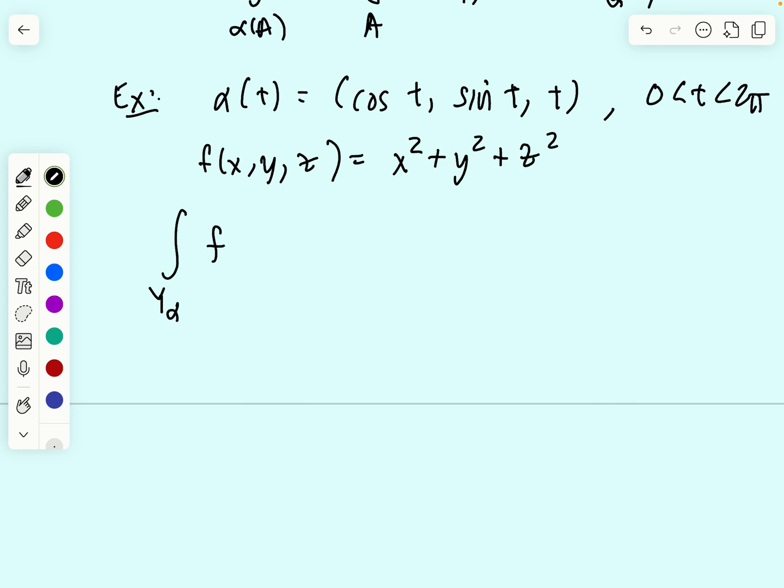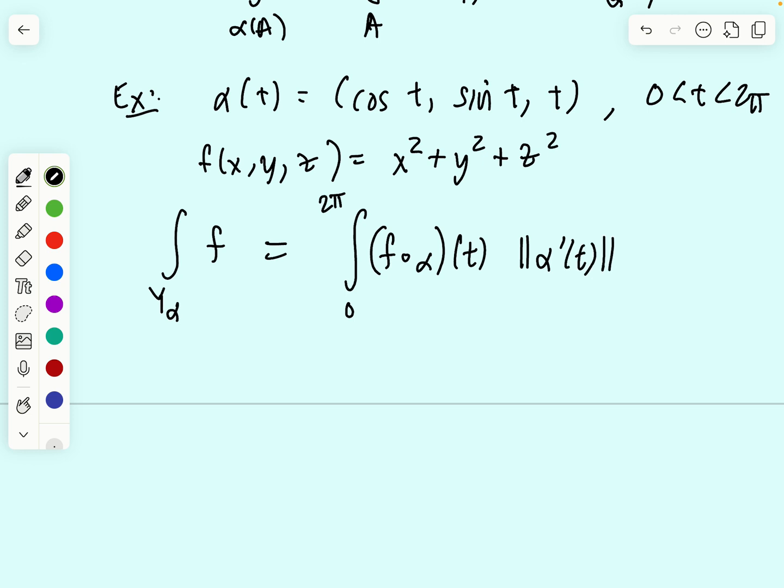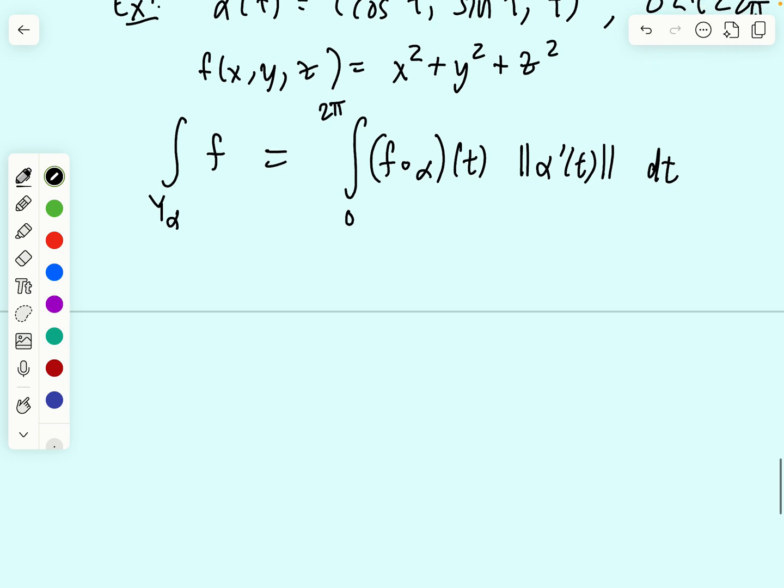So what this is by definition, it's the integral from 0 to 2 pi of f composed with alpha, so this is a function of t, times that v of d alpha, which is the magnitude of alpha prime of t. And we will usually just write dt. The dt is meaningless in this case, right? It's just a symbol that we put. So we need to calculate, well, we already calculated that. We found that it's the square root of 2.